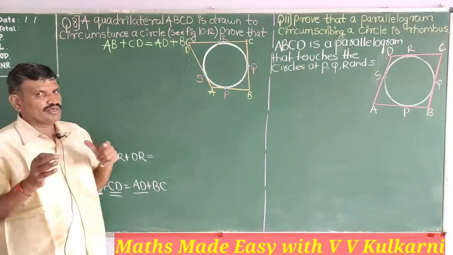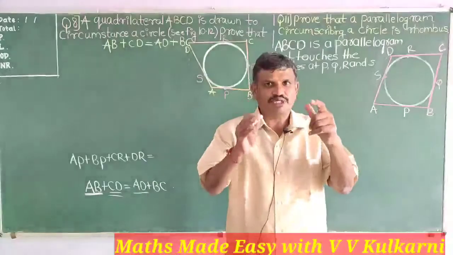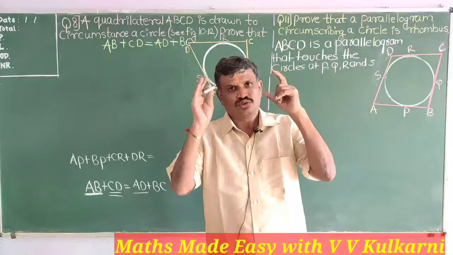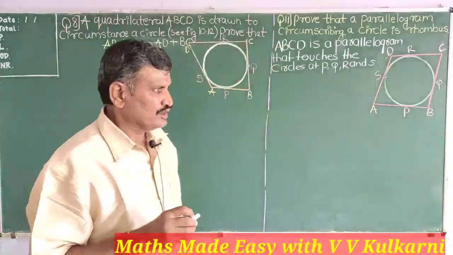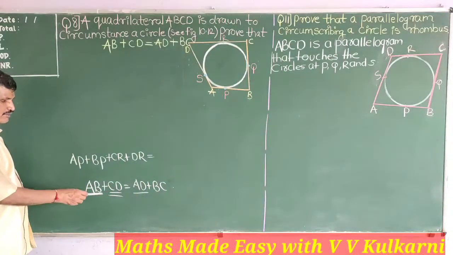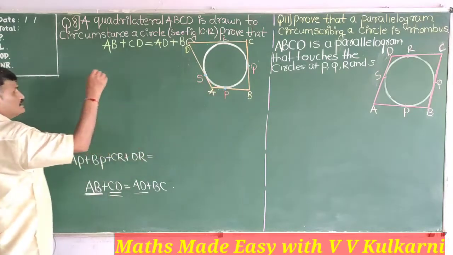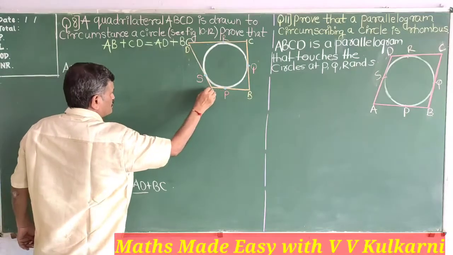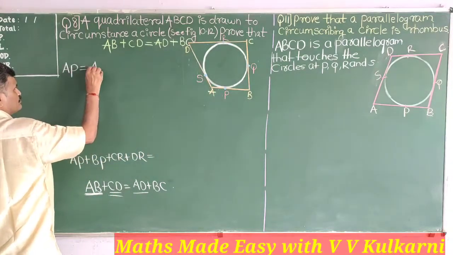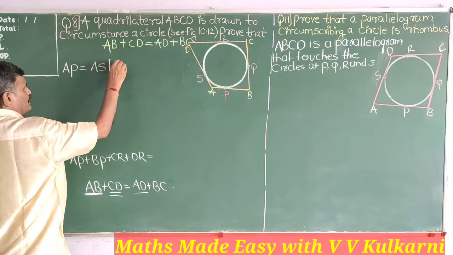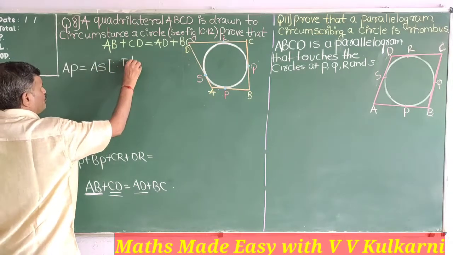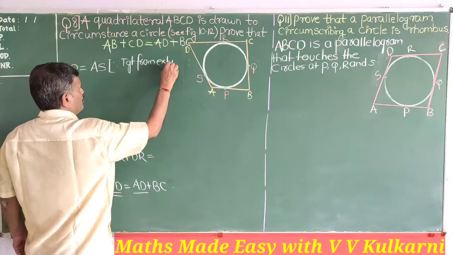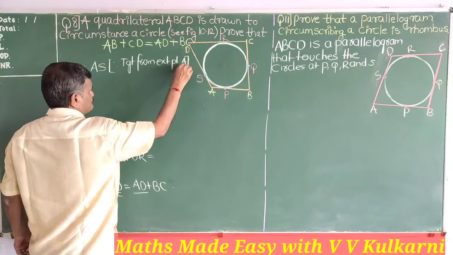This is a very important technique. This problem has been asked many times in the examination, and I am telling you, this time also it may be asked. So just use the technique that I am telling you. I want AB on the left side, so I will write AP is equal to AS, because tangents from external point A.